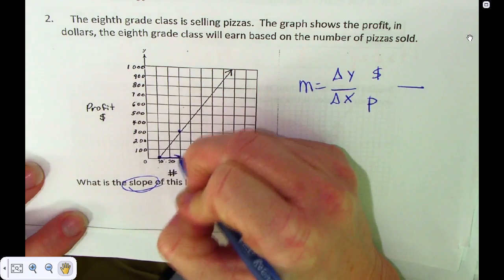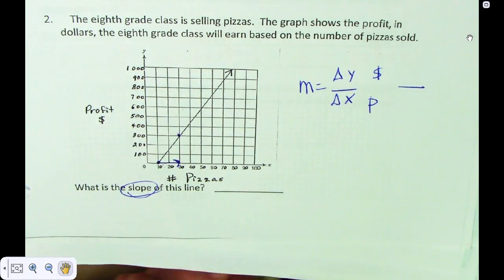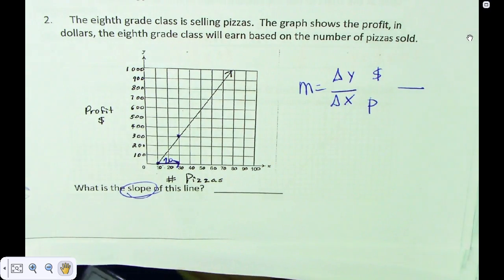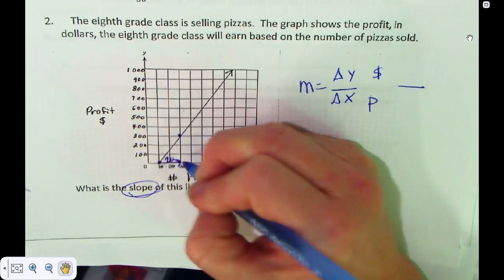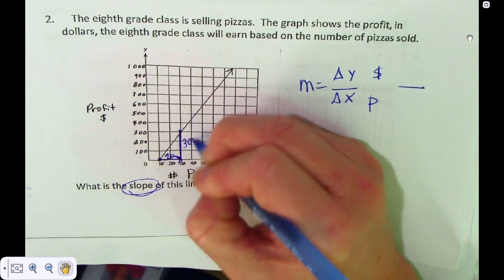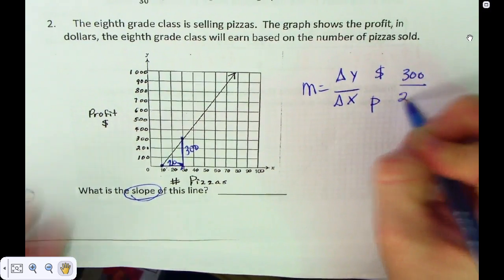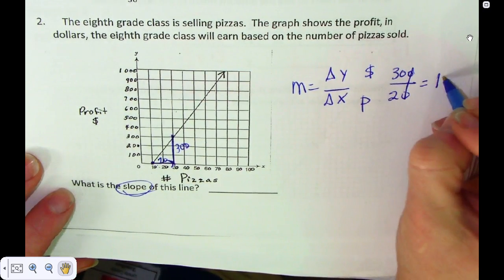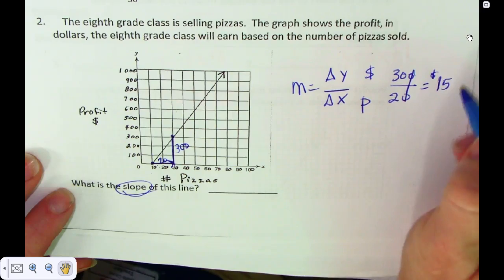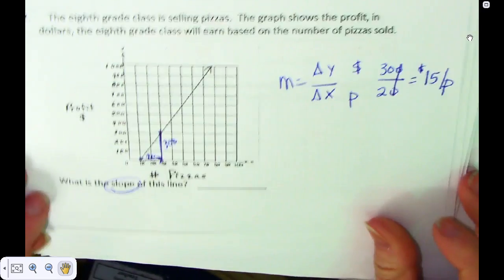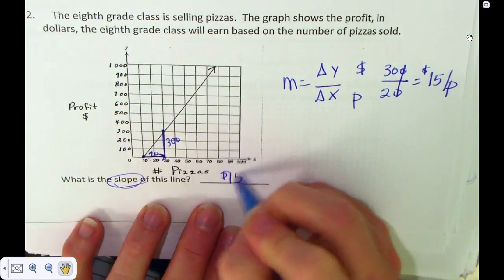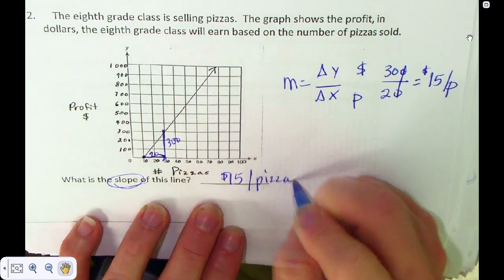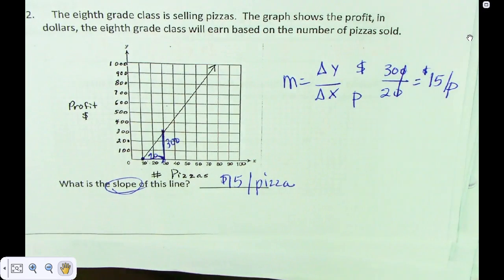I'm going over how many? 20. Good. Thank you for not saying 2. It went over 20. And it went up how many? 300. Cross out the zeros. What's 30 divided by 2? 15. Good. So it's $15 per pizza. That's what the slope represents. That's what they made profit off of each pizza.